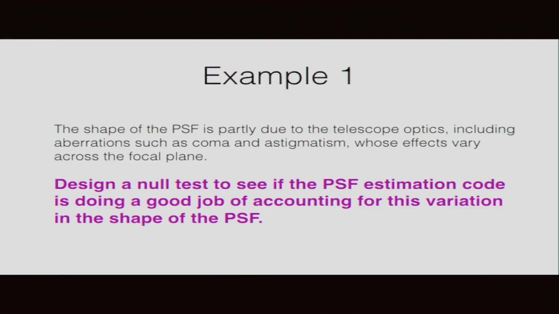The PSF is partly due to telescope optics, so it varies for very normal physics, ray tracing kind of reasons through your telescope. There are aberrations like coma and astigmatism, which vary across the focal plane. And then there are other parts of the PSF which may be more stochastic, still have some variability, but the atmosphere tends to be more of a stochastic process, with less coherence across the telescope. On any one exposure, it still does, though. So in any case, it varies across the field of view. So design a null test to see if the code for estimating your PSF is doing a good job of accounting for the variation of the PSF across the focal plane. Split up in your groups, and I'll give you a couple minutes, then I'll ask for ideas.